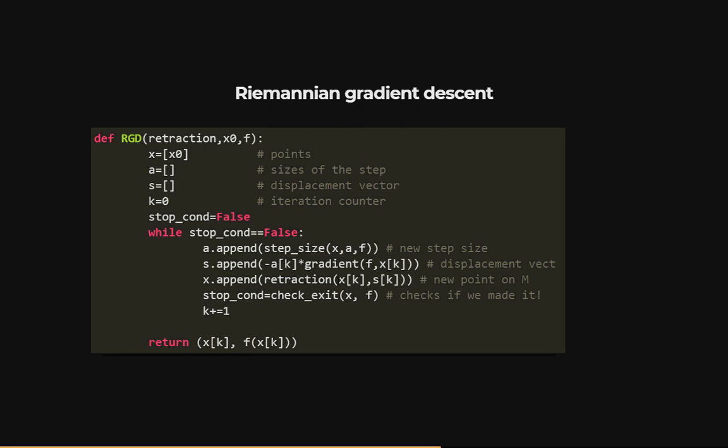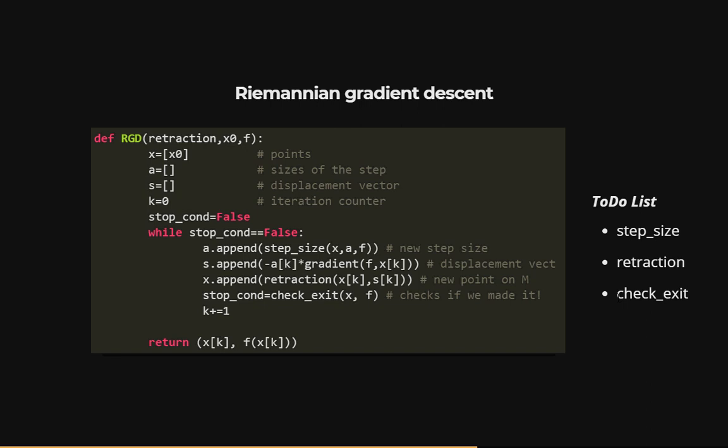Obviously, this is far from being a working algorithm. We have a to-do list. So determine a step size function, determine a retraction function, and a check exit function. Okay, the retraction depends on the submanifold we are working on. The exit is technical. I don't want to dwell on it because it's more or less the same as in the Euclidean case. The step size also, but it's interesting. So we will be talking a bit about the step size.